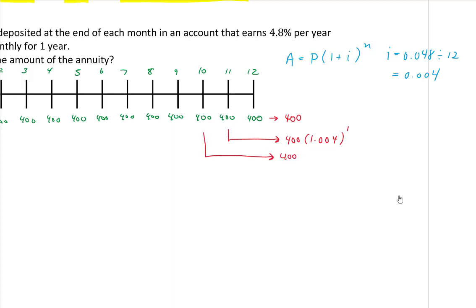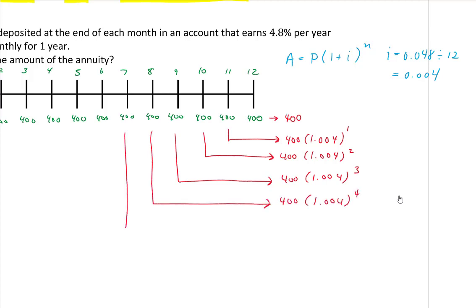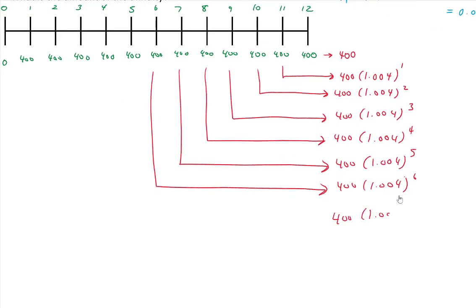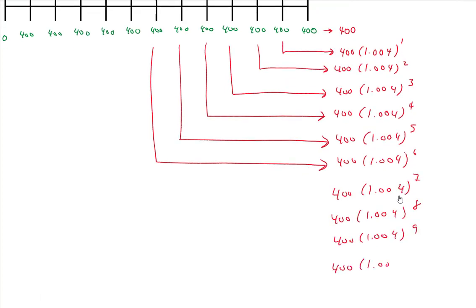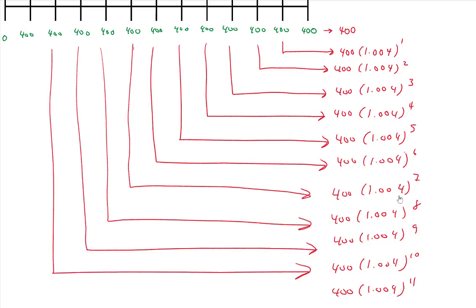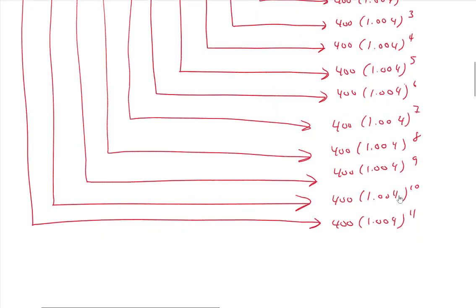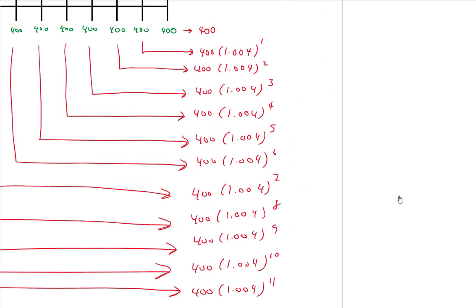And the next one is 400 times 1.004. It sat there for 2 months. Next one is 400 times 1.004. It sat there for 3 months. And let's just do the rest of them. So there are all the deposits, and attached to that is the interest that they earned as well. So in order to figure out the total, you're going to have to calculate each of these values and add them all up. So I'll quickly go through those, and if you want to try this yourself, great.